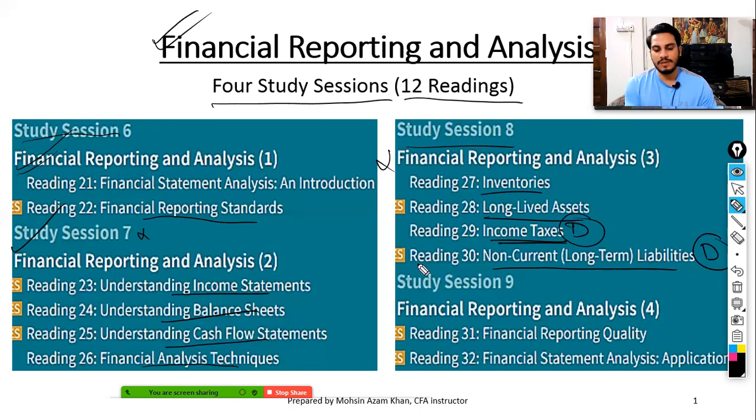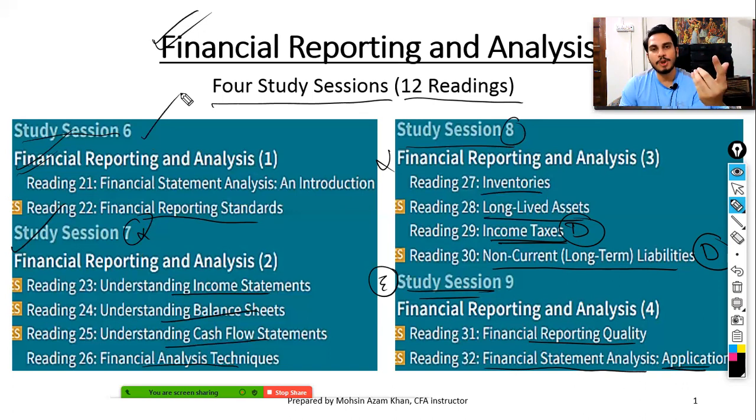And last, which I feel is easy, basic theoretical readings: reporting quality, and financial statement analysis applications. So for me, I would say in the financial reporting and analysis topic, the most important study sessions are 7 and 8, whereas these study sessions are simple and easy to understand.